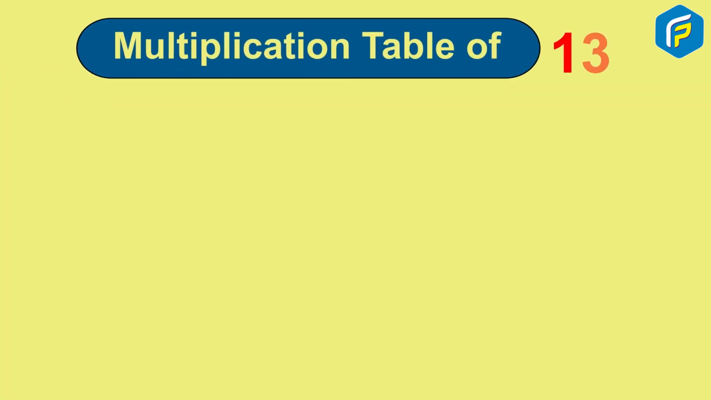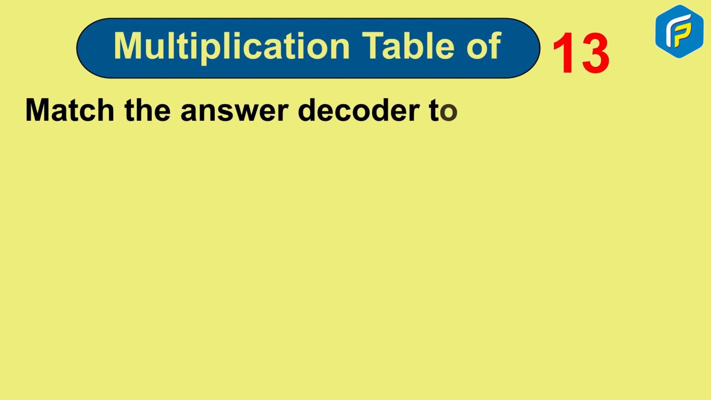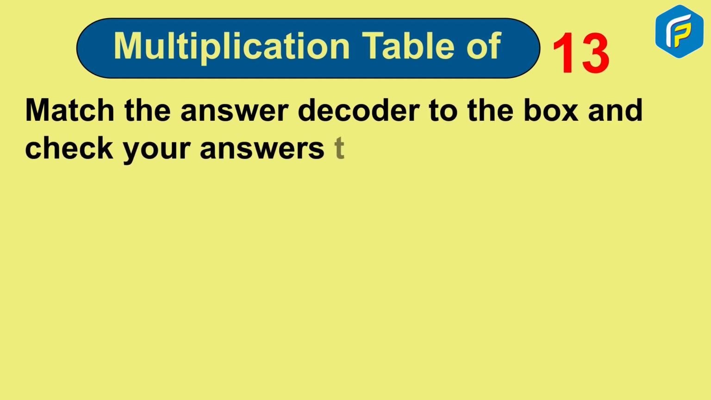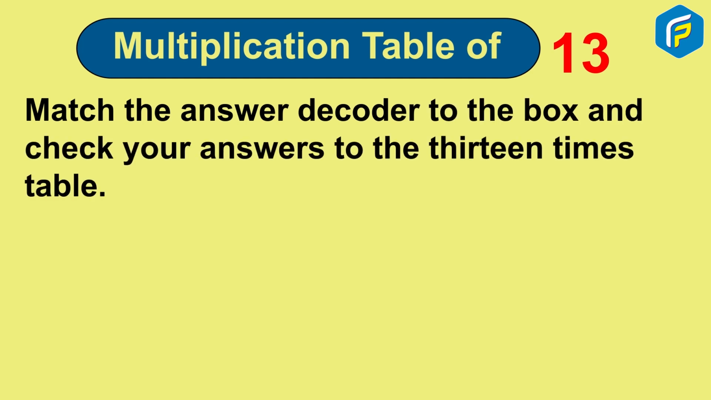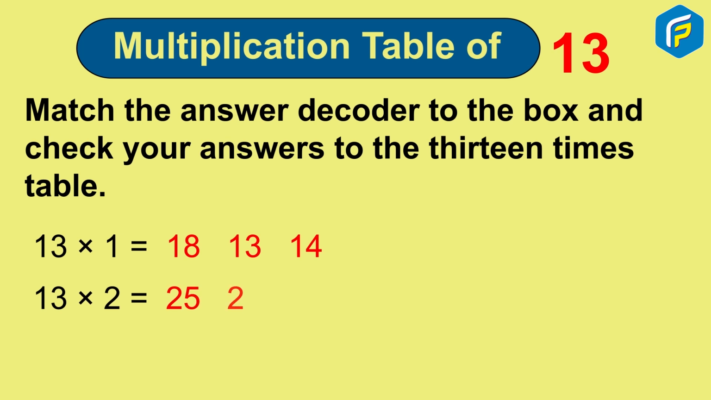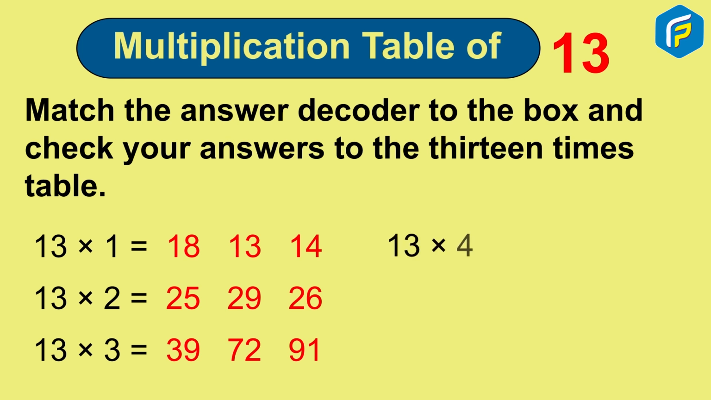Multiplication table of 13. Match the answer decoder to the box and check your answers to the 13 times table. 13 into 1 is equal to 18, 13, 14. 13 into 2 is equal to 25, 29, 26. 13 into 3 is equal to 39, 72, 91. 13 into 4 is equal to 97, 52, 68.